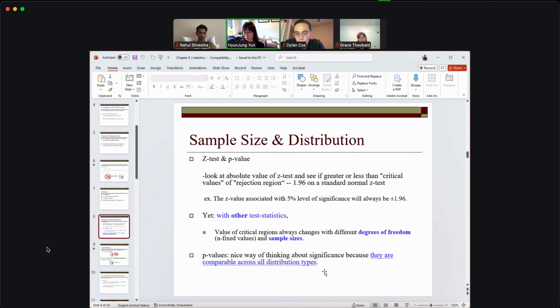But for the rest of the statistics, we only need to look at the p-value, because the statistic value itself really varies by different sample size. In other words, by different values of degrees of freedom. Okay, so let me show you what I'm talking about here.